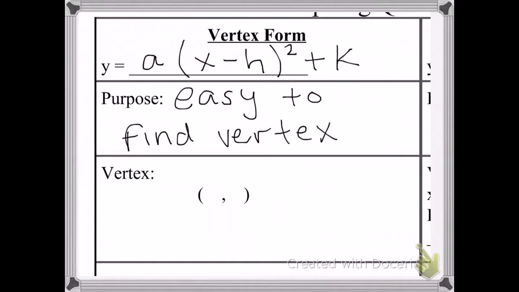Alright, so with that being said, our vertex is just (h, k). Okay, that's our vertex. We can get our h from our formula. Our h is here, and our k is here. The signs do matter, but we'll talk more about that in a little bit. So that's the first part of our notes. Let's go to our second part.